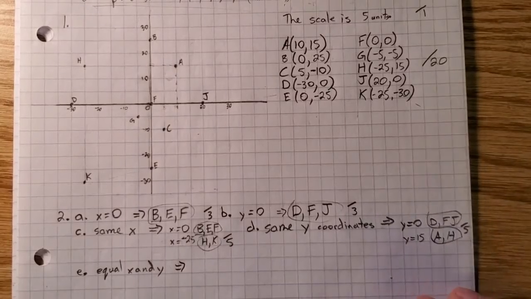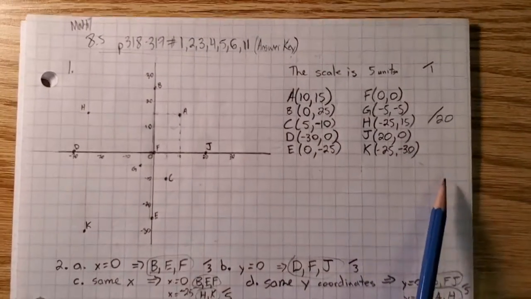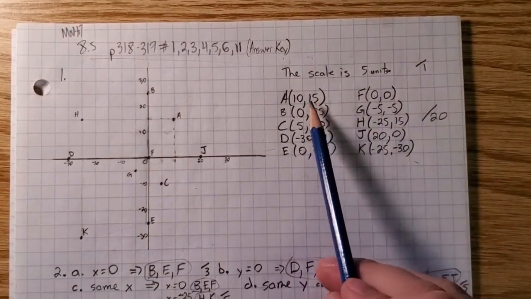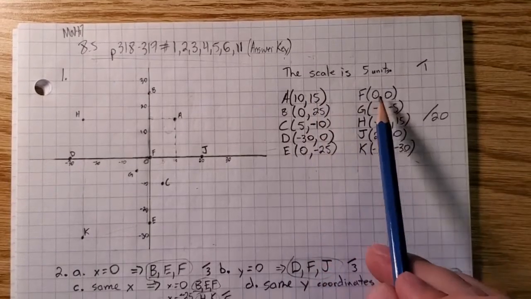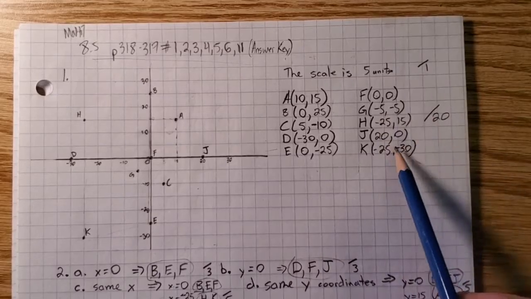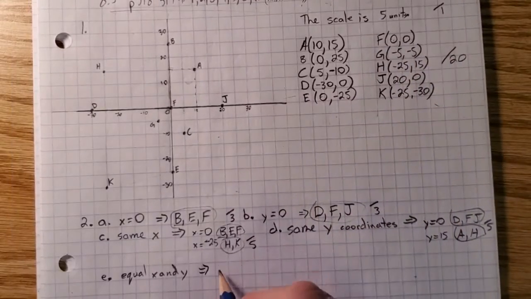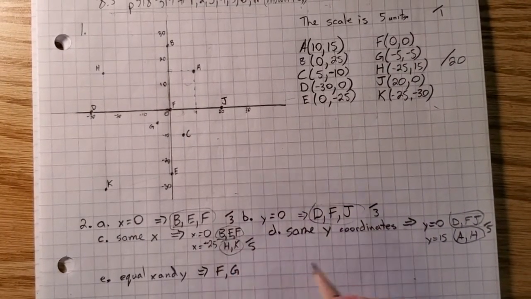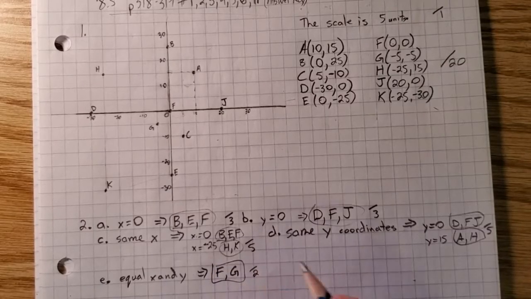Next was equal x and y coordinates. So looking at our values, which ones have the same x and y? Well, F has 0, 0. G has -5, -5. And that looks like it. So F and G would be our answers. So that's out of 2.